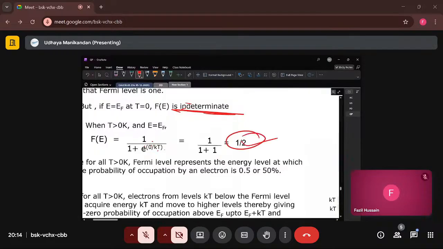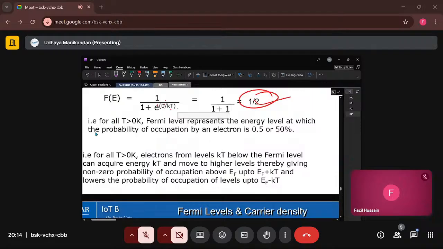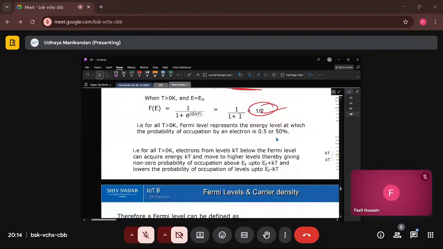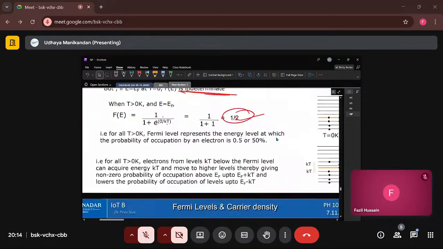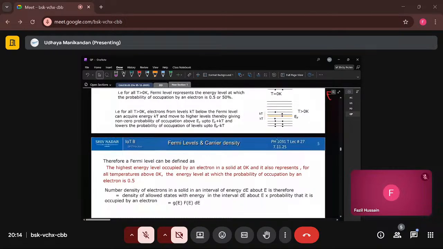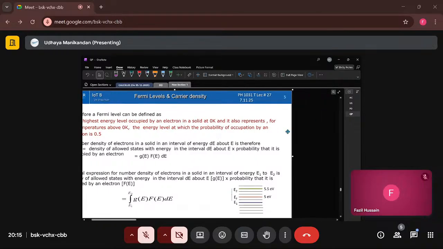So for non-zero temperatures, the Fermi level represents the energy level at which the probability of occupation by an electron is 50%. That's a very basic point. So a Fermi level can be defined as the highest energy level occupied by an electron at 0 Kelvin. That's what we saw: more than that, the probability is 0; less than that, the probability is 1. So it is the highest energy level, and for temperatures above 0 Kelvin, it represents the energy level at which the probability of occupation of an electron is 0.5.